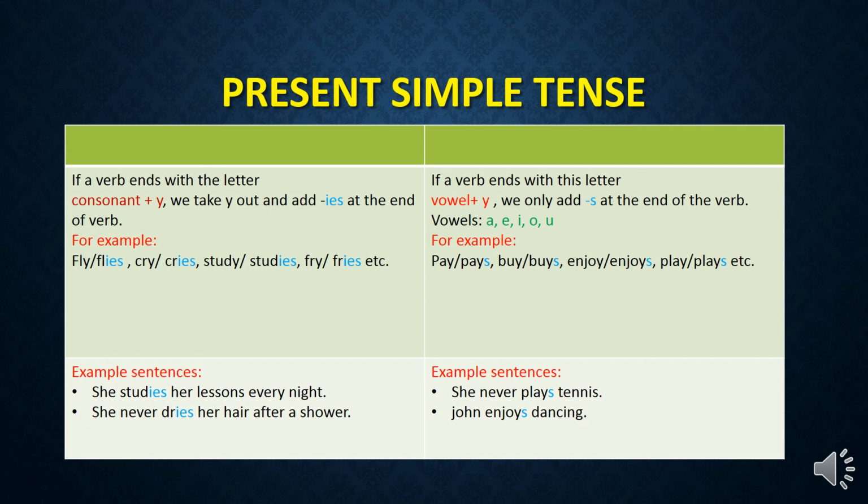If a verb ends with the letter consonant plus y, we take y out and add ies at the end of a verb. But if a verb ends with this letter vowel plus y, we only add s at the end of the verb, such as vowels a, e, i, o, u. For example, pay, pays, buy, buys, enjoy, enjoys, play, plays. Examples: she never plays tennis, John enjoys dancing.